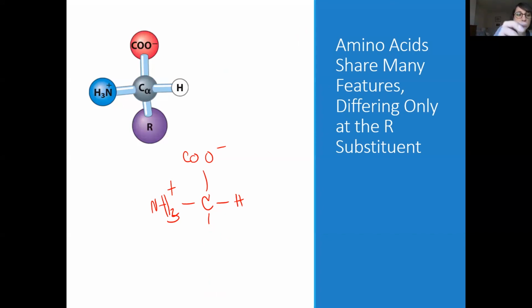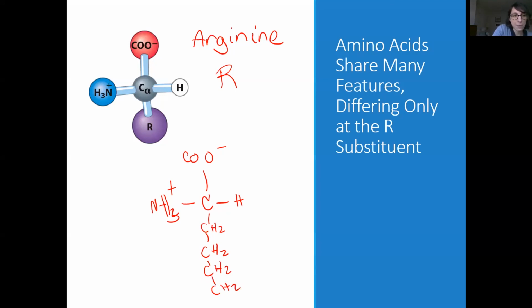The first one is arginine. Its one-letter code is R, like a pirate, arginine. Arginine is a long chain of CH2s. So there's 1, 2, 3, 4, and I have to curve here a little bit. And then we're going to have 2 amine groups attached here.